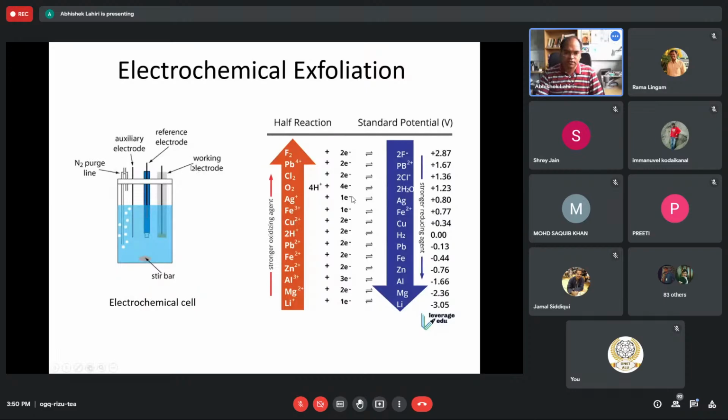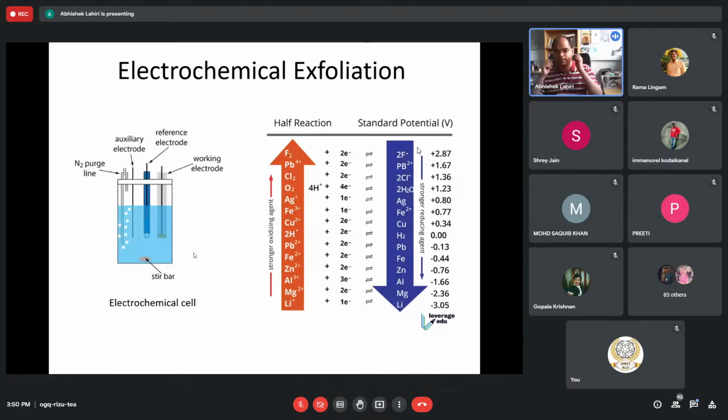The working electrode can be either the anode or the cathode, depending on what you want. To change the three electrode system to a two electrode system, you simply combine the reference electrode with your counter electrode, and that will define the potential. So in a nutshell, three electrodes are used for understanding the electrochemical reaction. Two electrodes are good enough for electrochemical synthesis, such as electrochemical exfoliation.